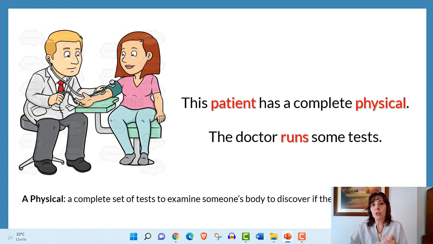You are a patient and you go to the doctor to have a complete physical. That is also an adjective, but in this context as a noun it is the complete set of tests to examine your body and discover if you have a problem. The doctor is going to run some tests. Yes, that is the expression. Run a test. Llevarlos a cabo. Patient.